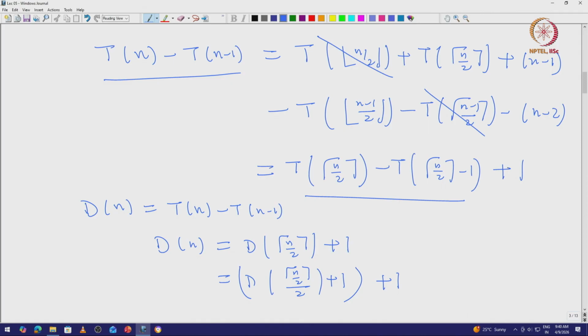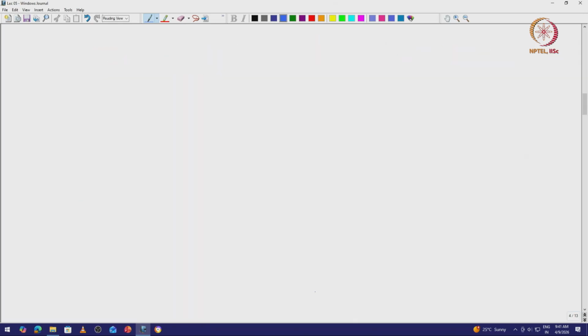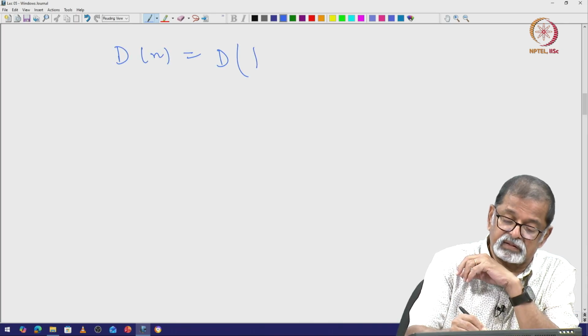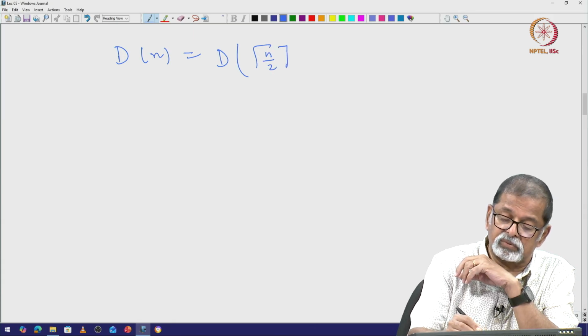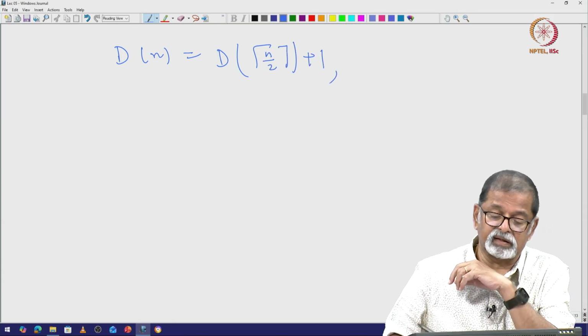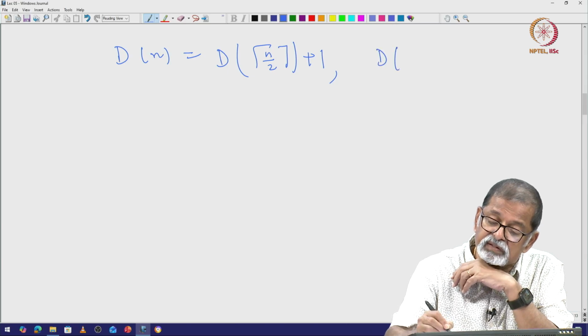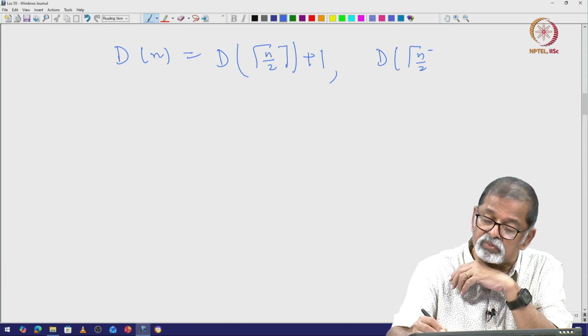D of n is, you take that value, divide by 2 and take the ceil. So, you have another ceil here. Okay. So, let me cleanly put that in the next page. We have seen that d of n is d of ceil n by 2 plus 1. But what is d of ceil n by 2?